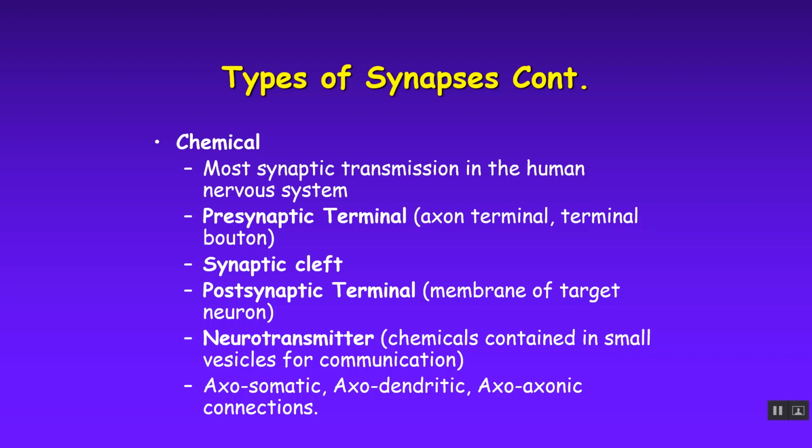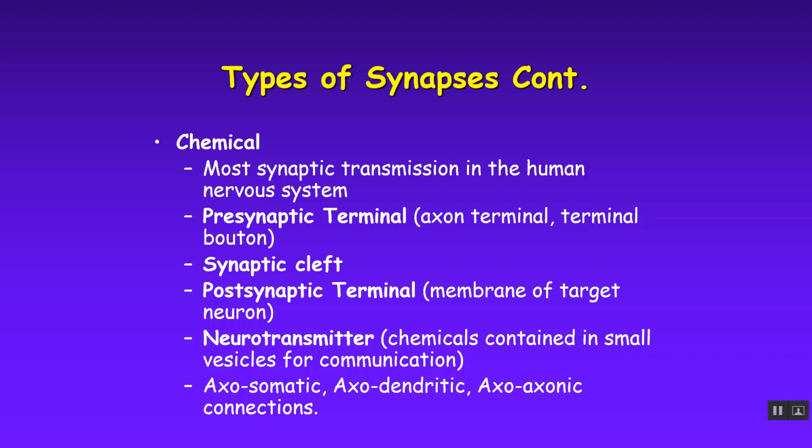Then you have a cleft, or a space, between that neuron and the other neuron, or that neuron and the muscle cell or neuron and the gland. And then on the next neuron or muscle or gland cell, you have a postsynaptic terminal. Okay, it's a specialized area of a target neuron or a target cell. And that postsynaptic terminal typically has receptors in it that are specific to the neurotransmitters being supplied by the neuron nearby.